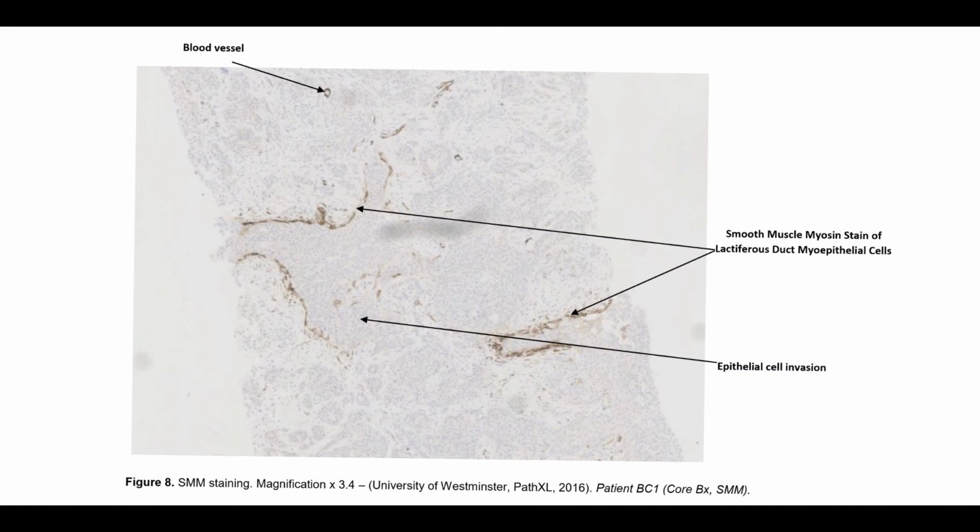This is the immunohistochemistry of the smooth muscle myosin staining. We can see it is expressed in myoepithelial cells and blood vessels, and it is negative for this carcinoma.